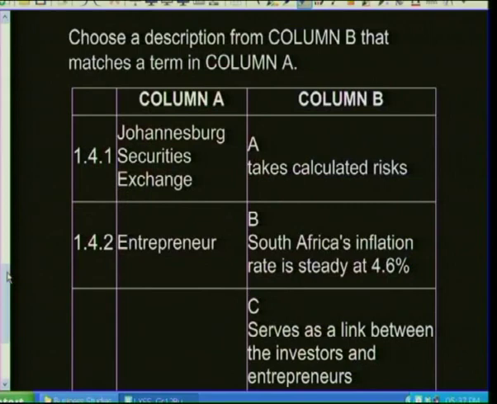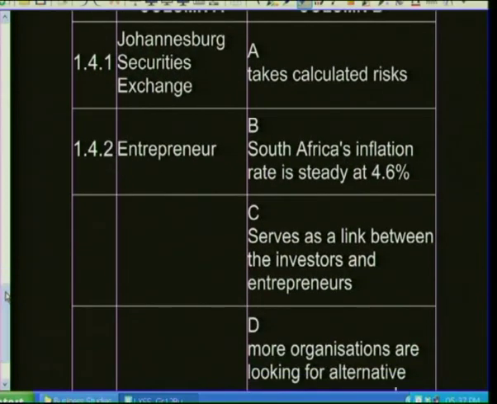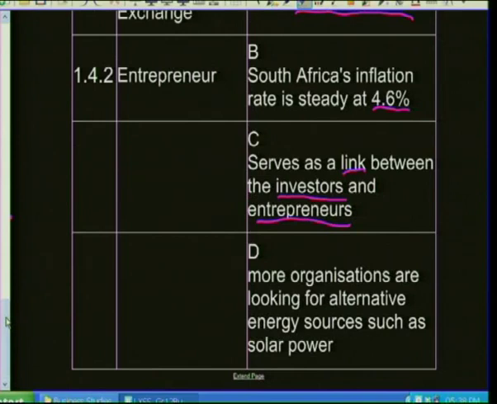So let's have a look at the options that they give us here. Option A says takes calculated risks. Now that automatically sounds familiar to me, but let's read through all of them. Number B says South Africa's inflation rate is a steady 4.6%. Number C says serves as a link between the investors and entrepreneurs. Then option D says more organizations are looking for alternative solar power.